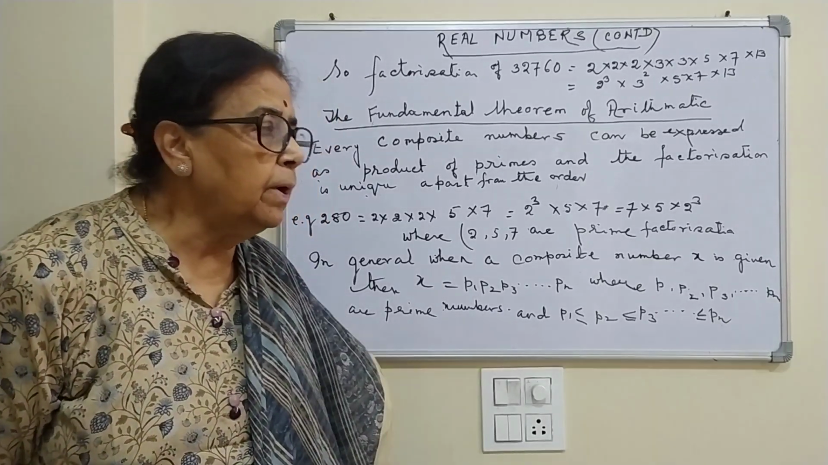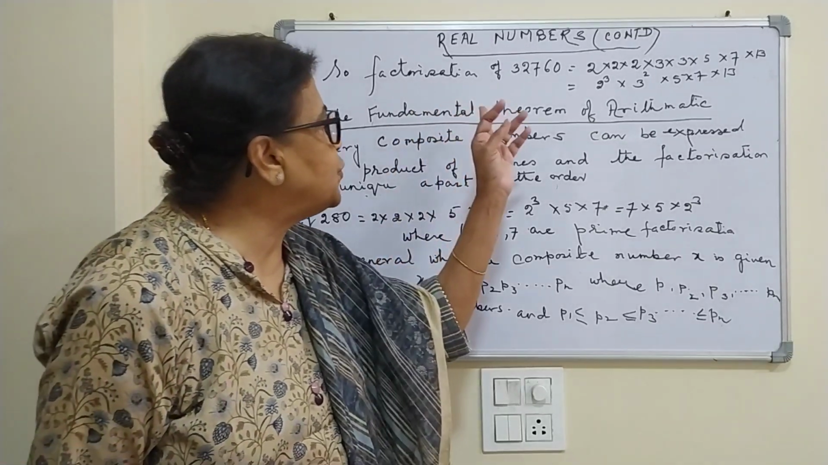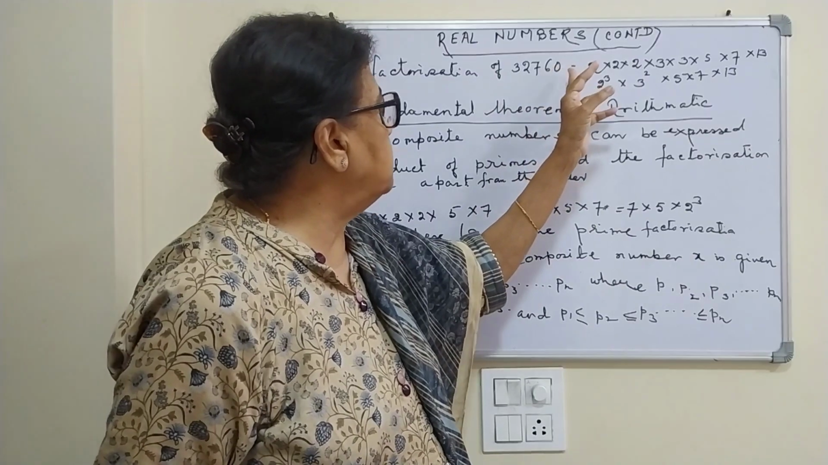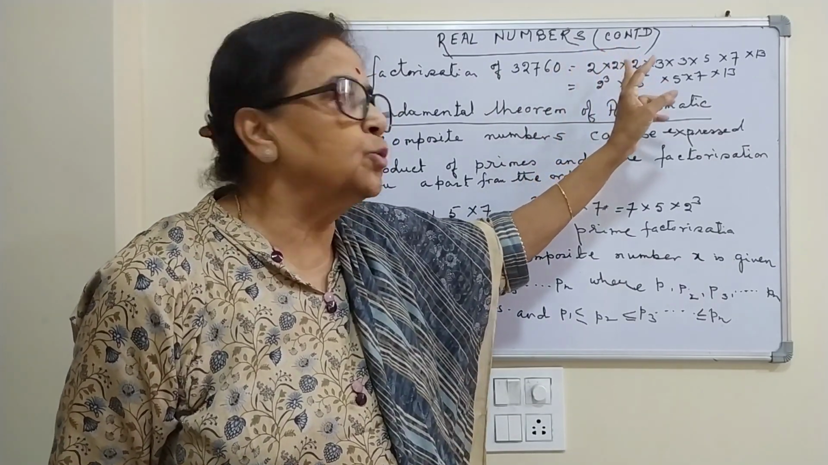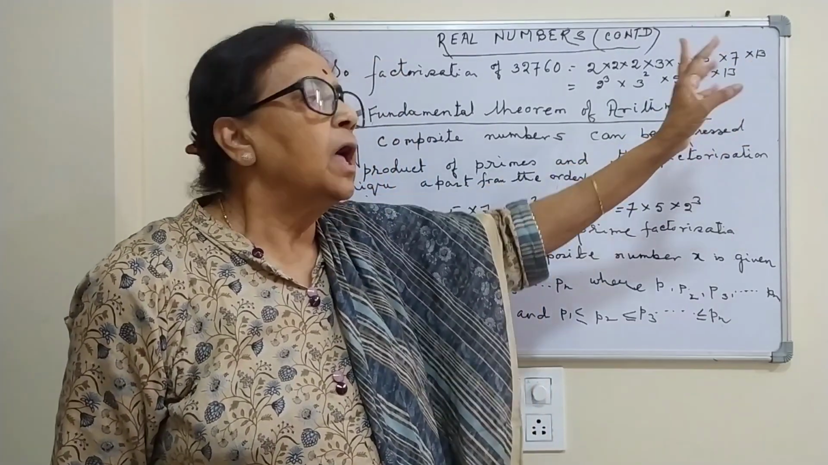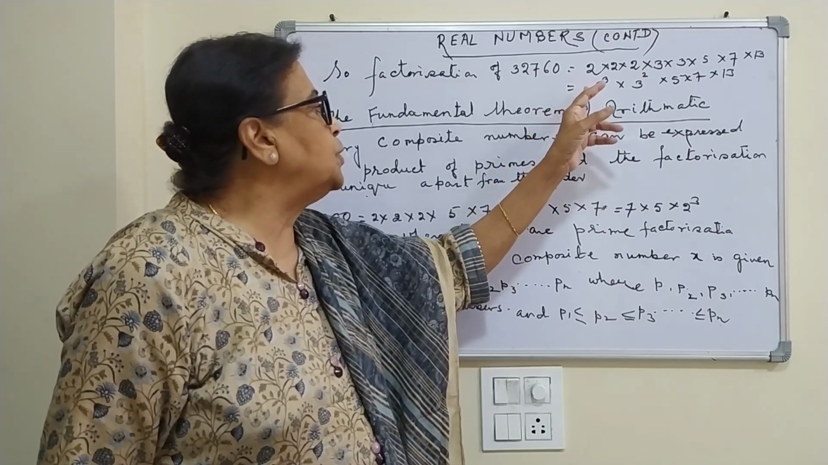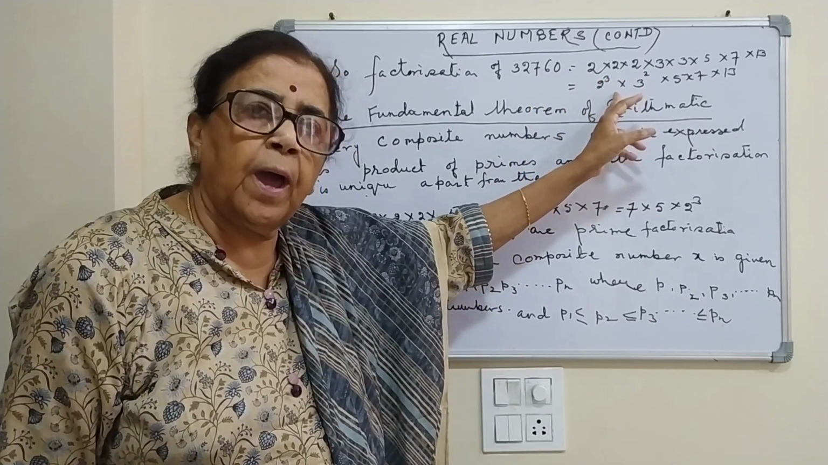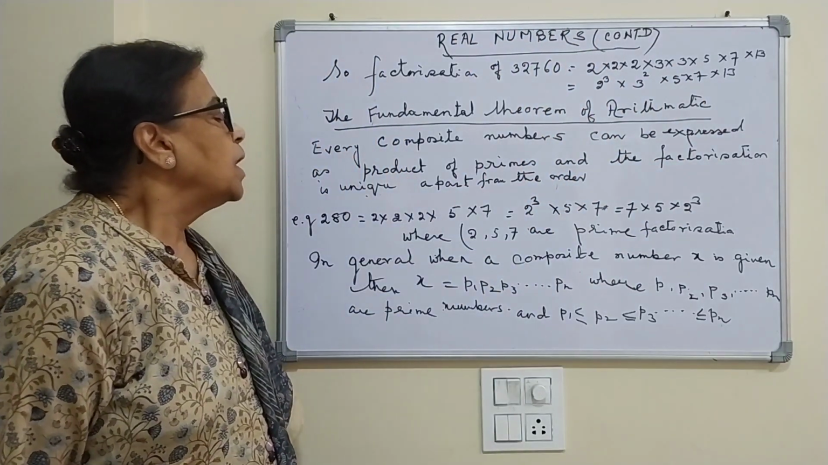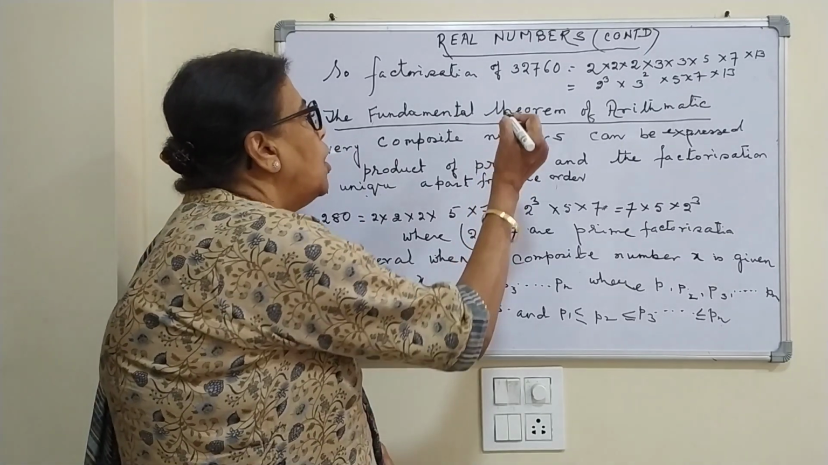Now, we were doing the factorization of 3260 and we got the factorization with the prime numbers, that is 2 into 2 into 2 into 3 into 3 into 5 into 7 into 13. That can be written in the index form as 2 cube into 3 square into 5 into 7 into 13.